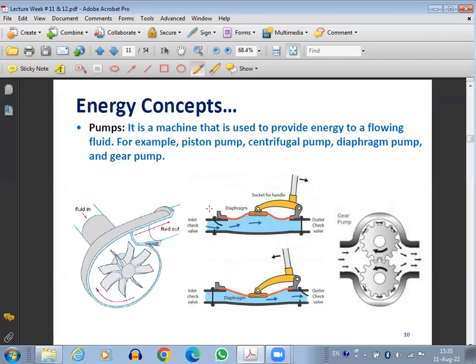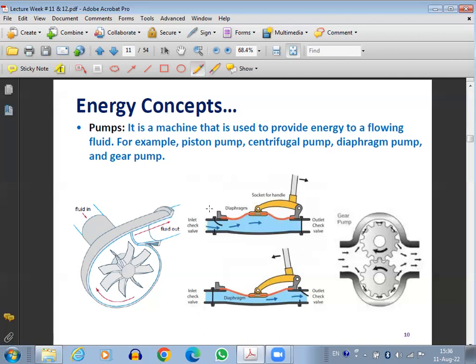So suppose I want to raise the height or elevation of the fluid, I want to push the fluid from the ground floor to the first floor. You know gravity acts downwards, so we need to do some work to push the fluid from the ground floor to the first floor. This could be done with the help of a pump. So the pump is going to use mechanical power.